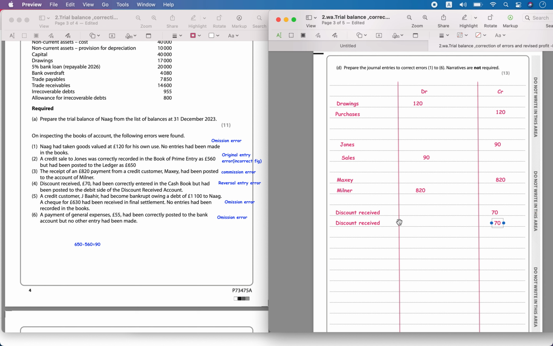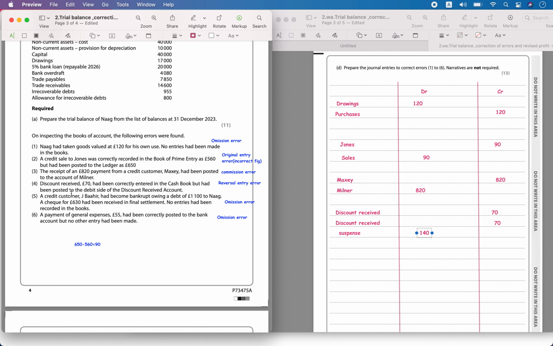Then what is the other account which is going to get affected? It has been correctly entered in the cash book, so the other account that has gone wrong must be like a suspense account. This goes into the suspense account because there is no other account which is getting affected here. So 70 and 70, and so the suspense account will become 140.